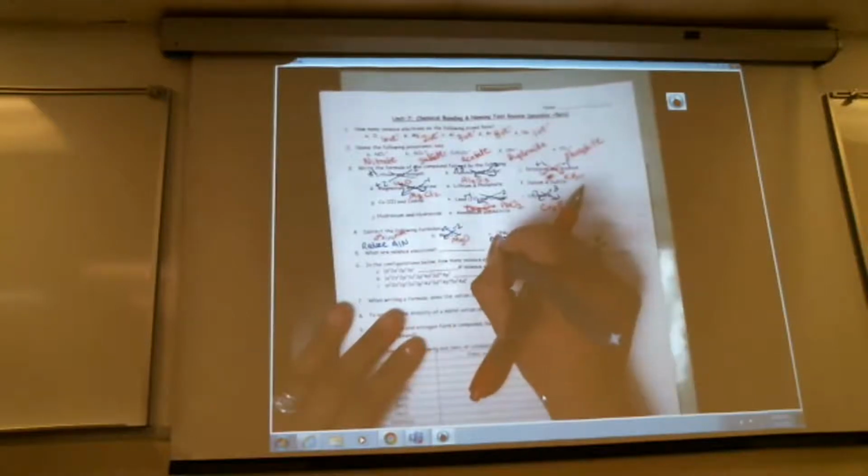Go first. That's what the problem is. So I need to actually switch it. It should say NaCl. And I'm going to put NaCl. Na has a +1 charge. Cl is a -1. Crisscross them. NaCl is the correct answer.